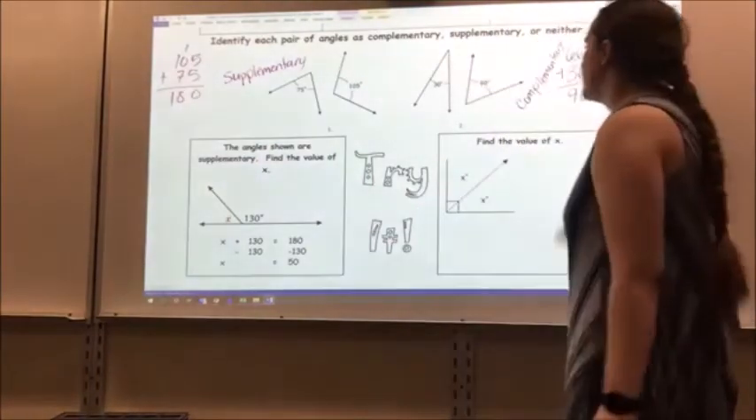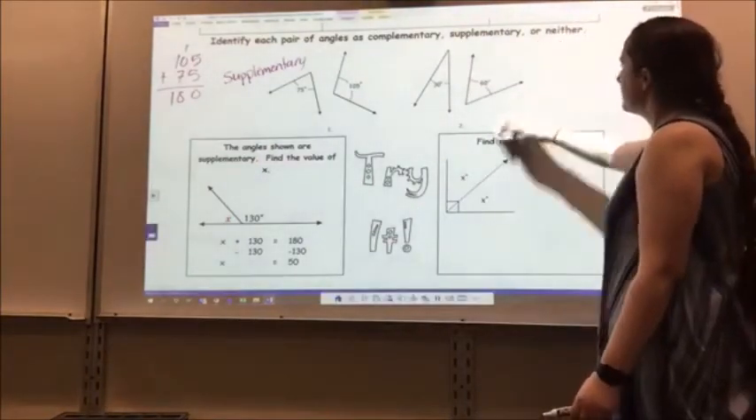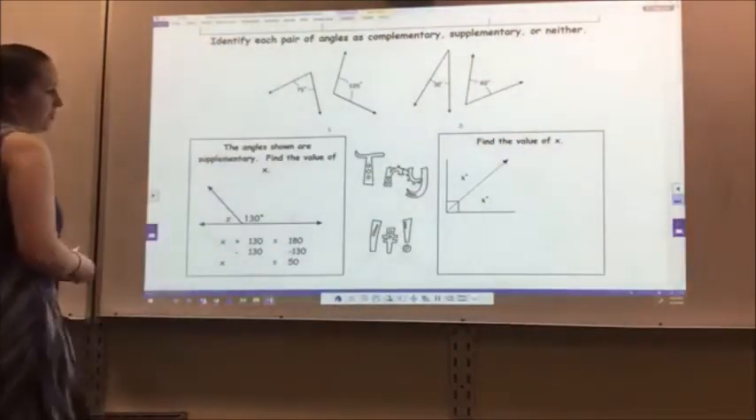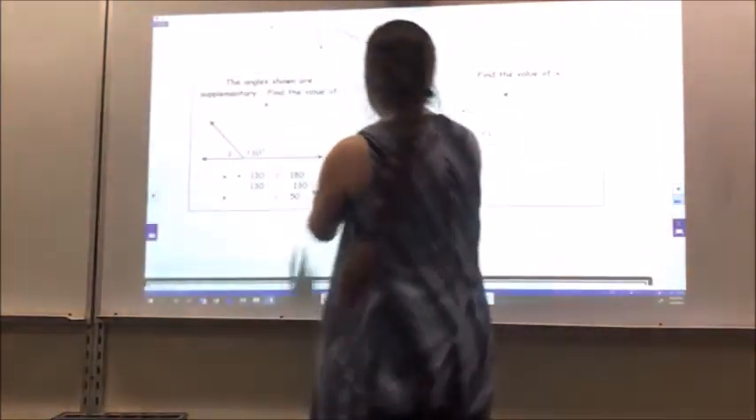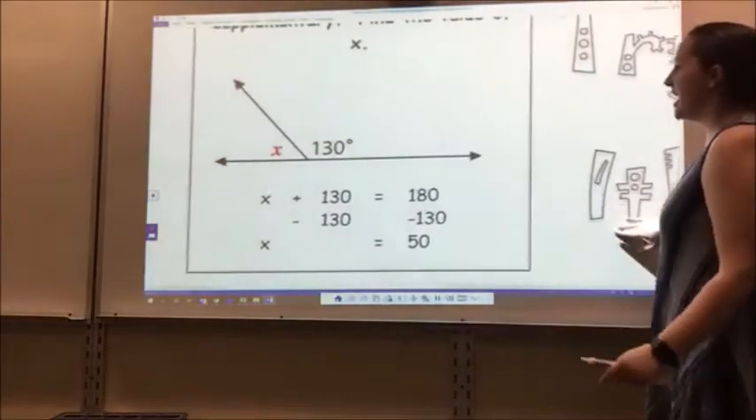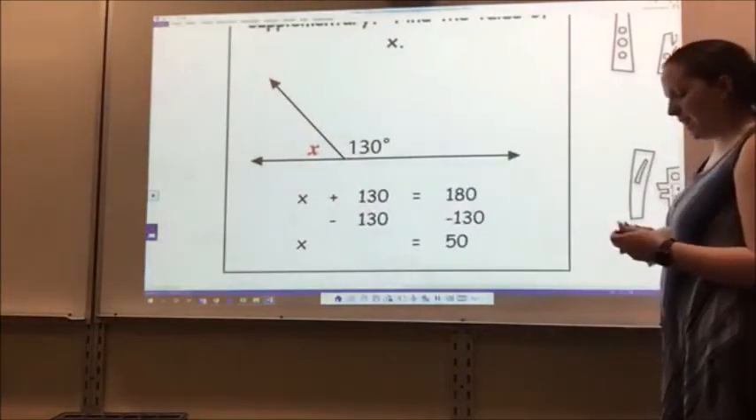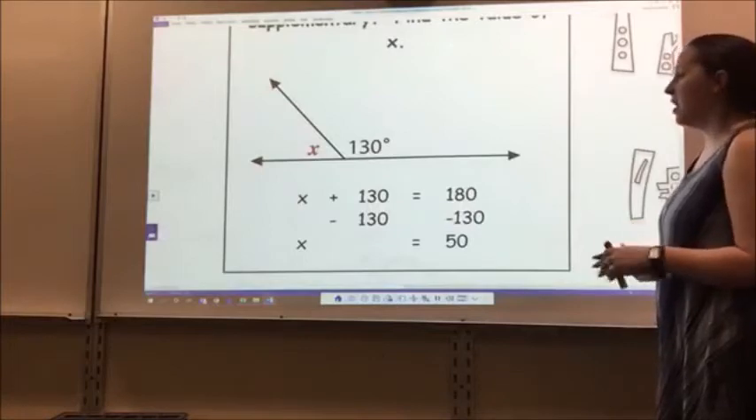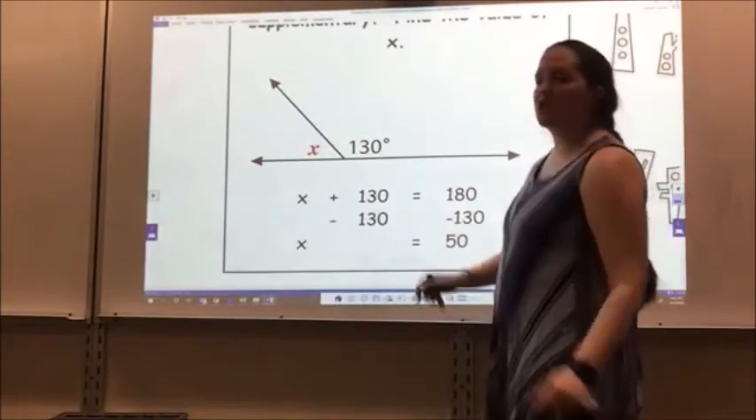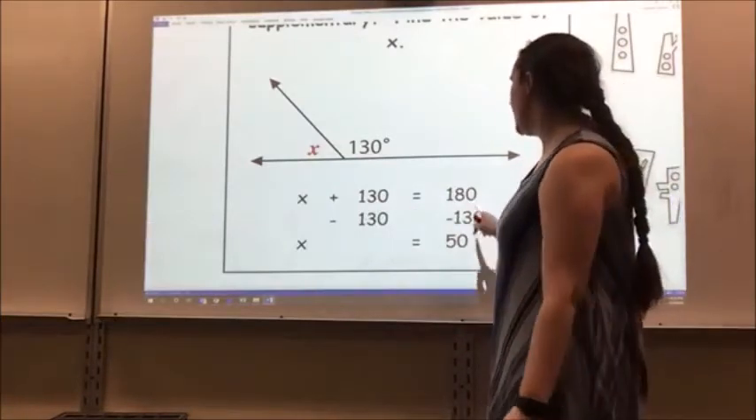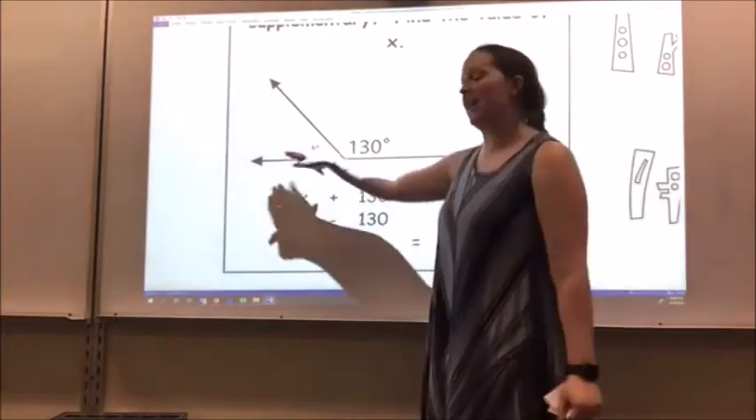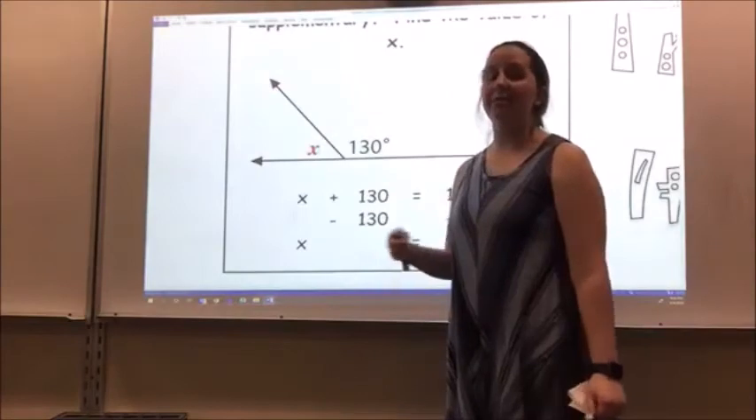The angles shown are supplementary. Find the value of x. Okay, so knowing that they're supplementary means I know they're 180 degrees. So I can actually take this information and make it into an equation. So I have x plus 130 equals 180. I'm going to subtract 130 from both sides, so 180 minus 130 equals 50. So x equals 50. Because this is a straight line, they're supplementary angles. They add up to be 180 degrees.